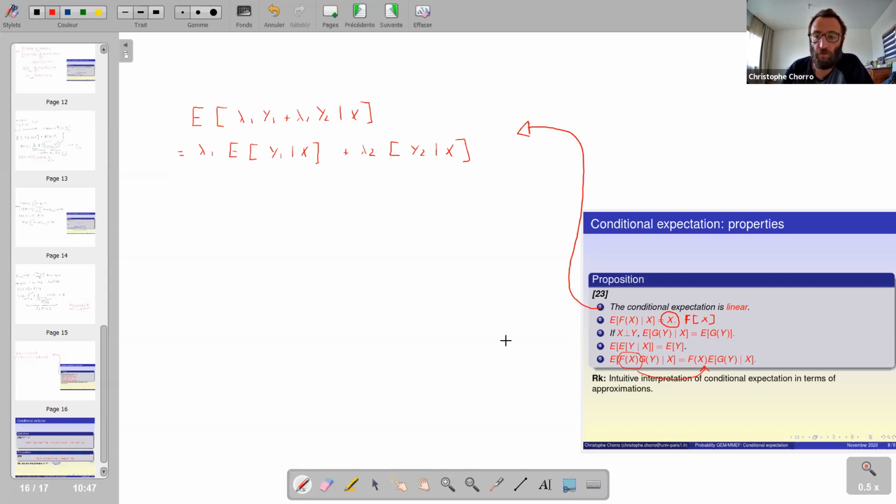It can be a very good exercise at home for you to try to prove these statements in the case where the random variables are jointly continuous. So let's do the job. I will take a new page for this one.